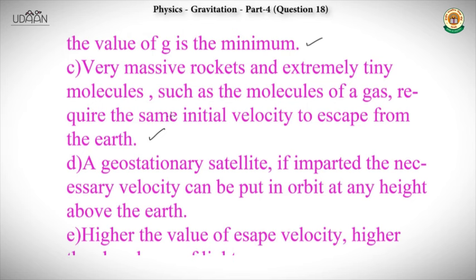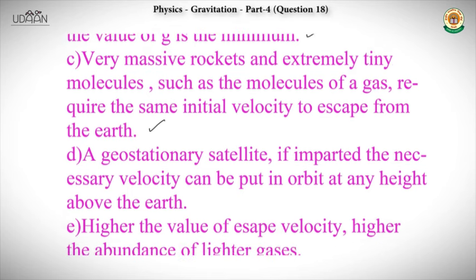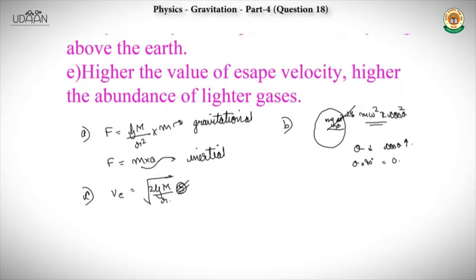Okay, right. Coming on to the D statement. A geostationary satellite, if imparted the necessary velocity, can be put in orbit at any height above the Earth. For this we have to go into the time period. By now we know that the time period of a particle is proportional to r to the power of 3 upon 2. We can find it out: find the velocity first using m v square upon r, then replace the velocity in 2 pi r upon v, so you'll get the time period. It will come out to be this. So for a geostationary satellite, the time period is 24 hours.